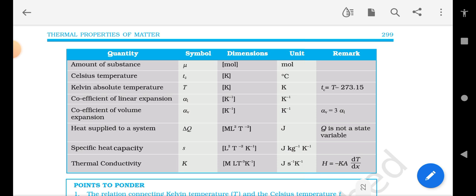Heat supplied to the system has dimension M L2 T minus 2, unit joule. Specific heat capacity, joule per kg per Kelvin. Thermal conductivity, joule per second per Kelvin, that's minus K A dT by dx.